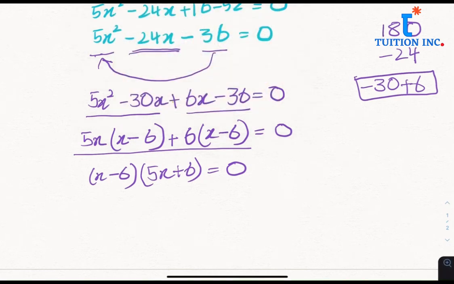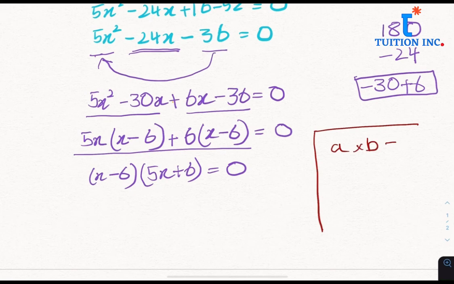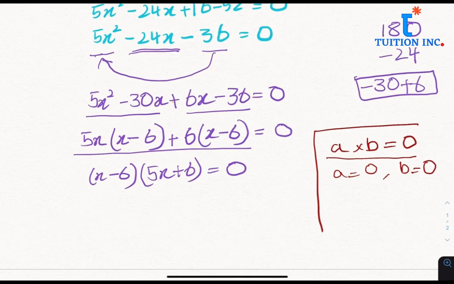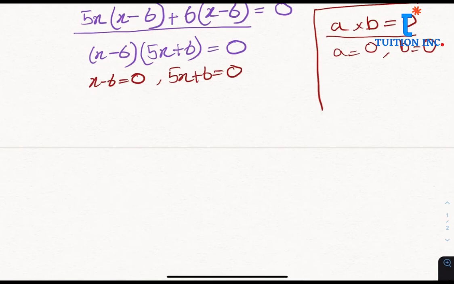For any expression to be 0, for example, if a multiplied by b equals 0, then either a or b equals 0. Either of them must be 0 for this to hold true. Applying the same formula here, we have either x minus 6 equals 0 or 5x plus 6 equals 0. So if x minus 6 equals 0, then x is 6. And if 5x plus 6 equals 0, then x is minus 6 by 5.